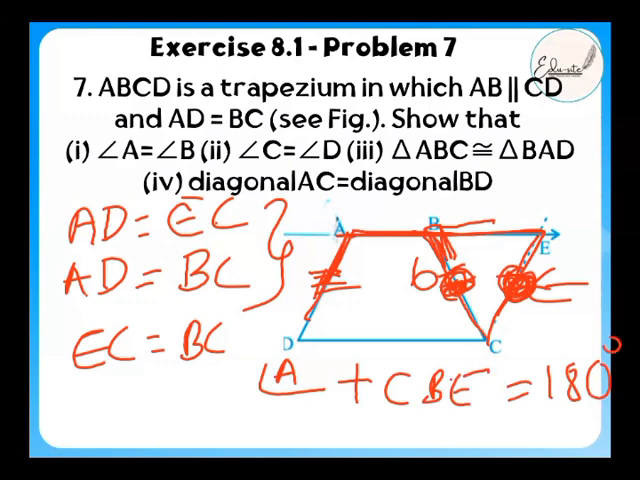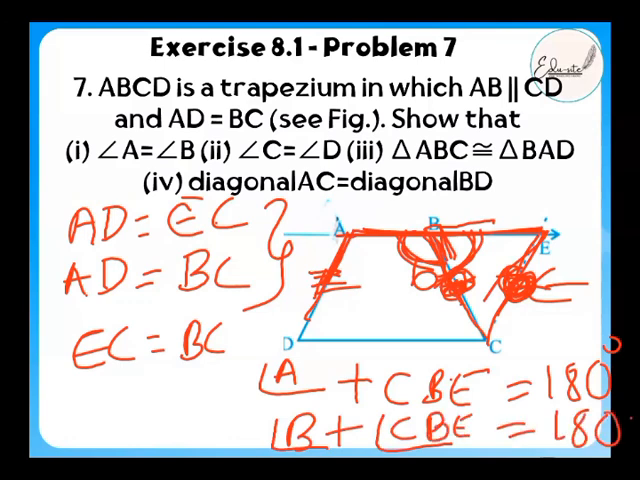Right, beta? The angles on the same side of the trapezoid are always equal to 180 degrees. So we can write CBE as CEB. This and this are equal. So what did we write here, beta? Angle B plus angle CBE is equal to 180 degrees. Sum of interior angles, angle B plus angle CBE, these two are equal to 180 degrees, right?